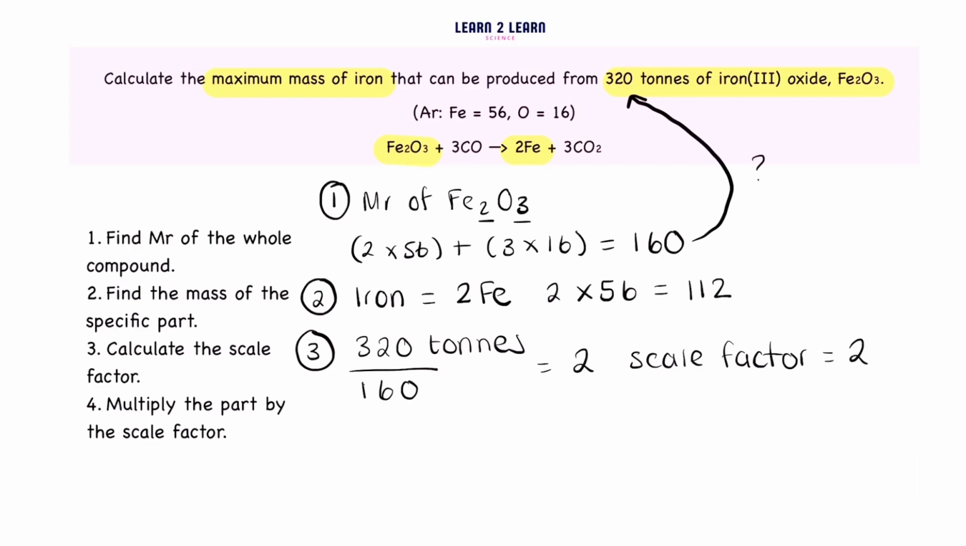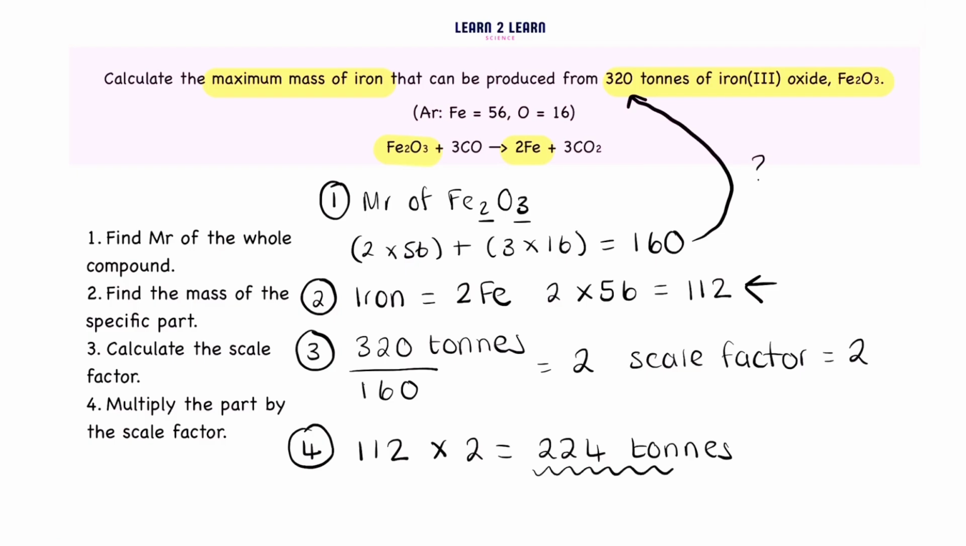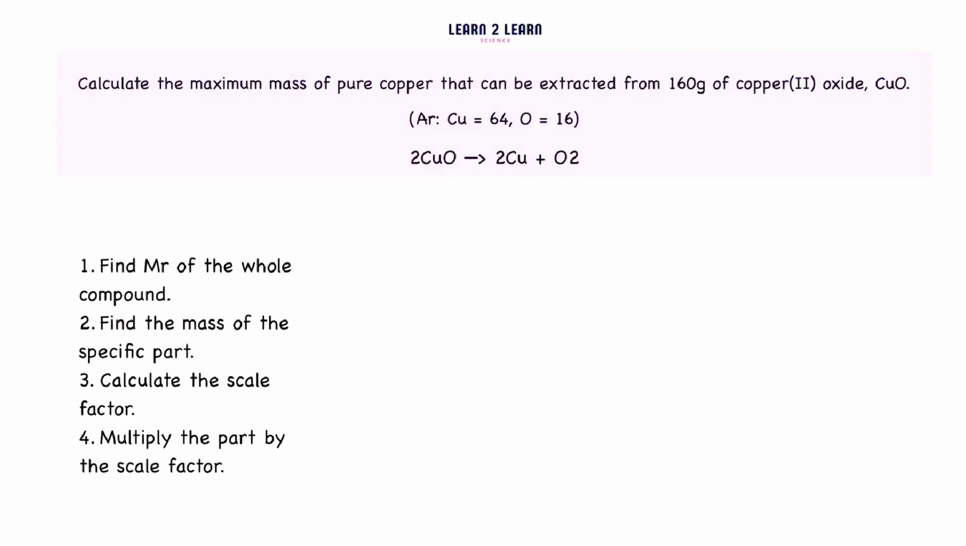Now we are going to take that 2 from part 3 and combine it with 112 from part 2 so that we can get our mass, which we are then going to do 112 times 2 to get our final answer of 224 tons. Note my units haven't been touched. I have just written tons because I have kept it in that way from the question.